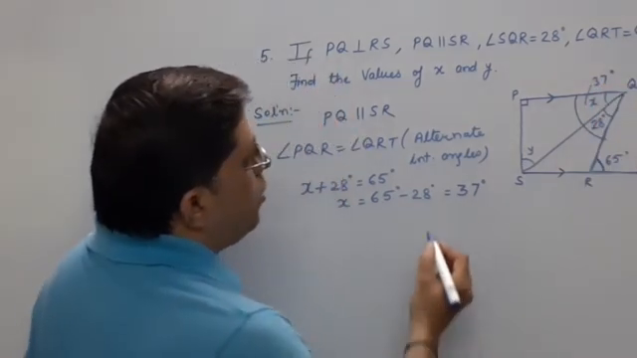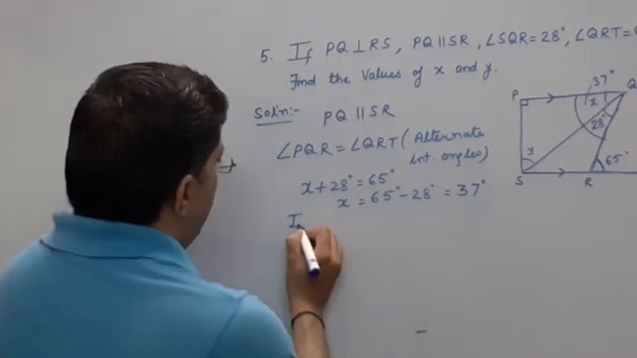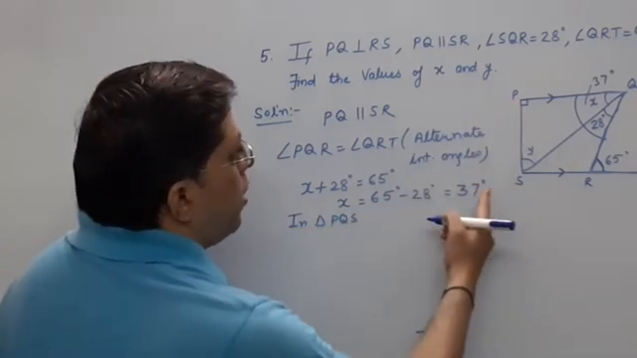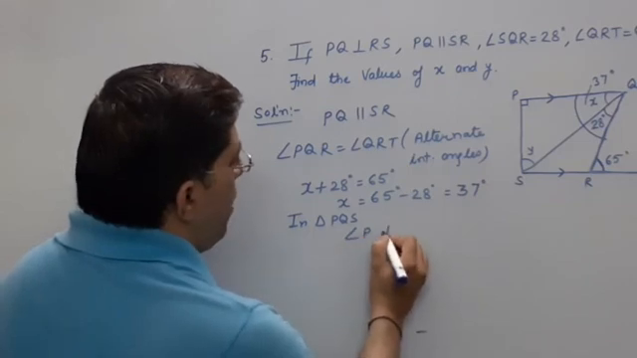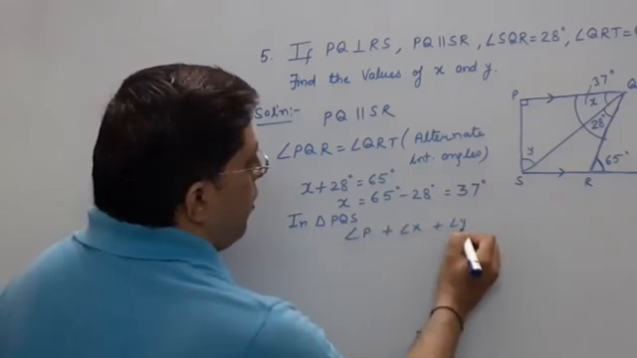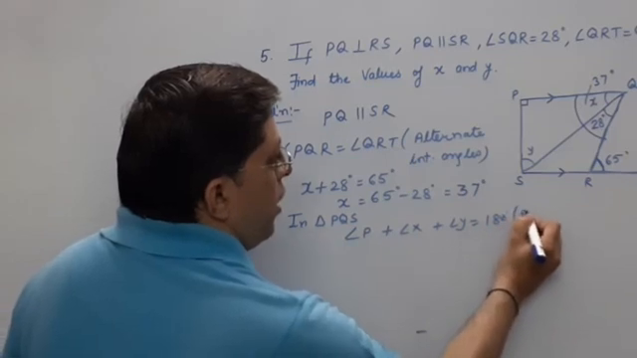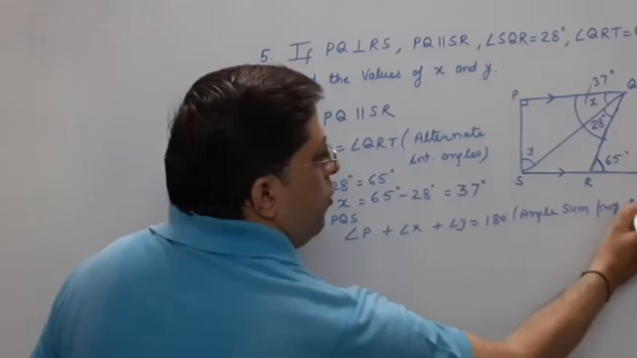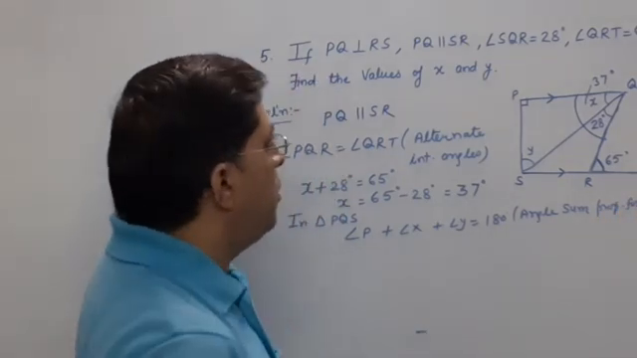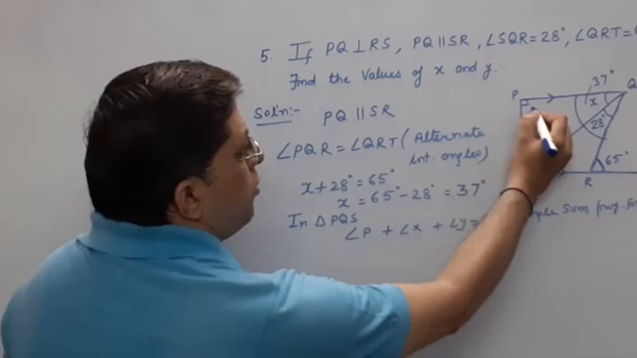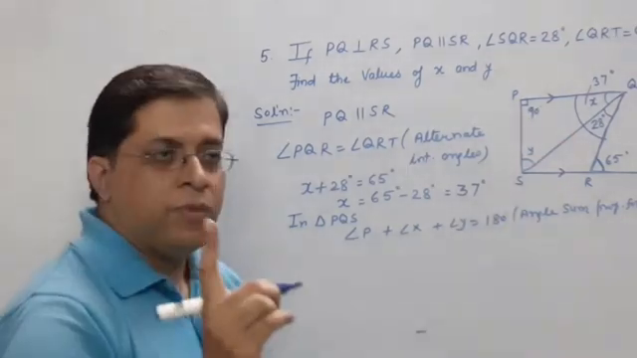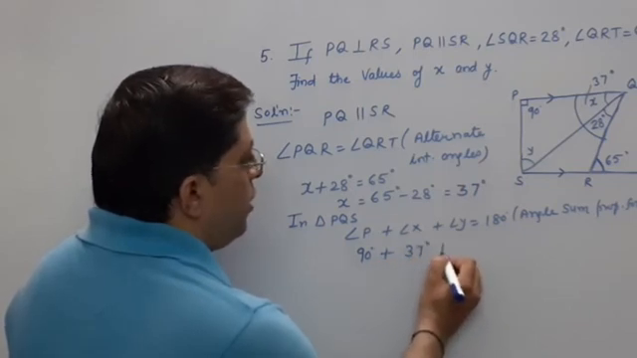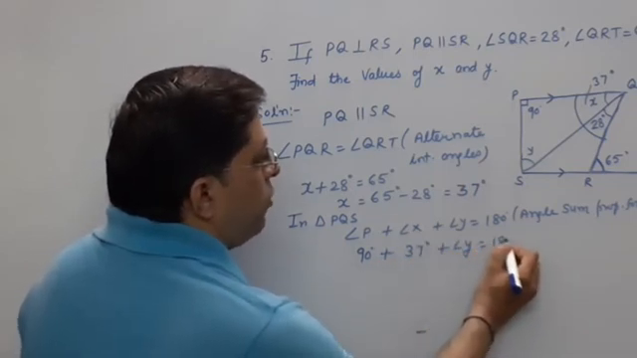Then come on, in triangle PQS. In triangle PQS, angle P plus angle X plus angle Y is 180 degrees by the angle sum property for a triangle. Angle P is clearly given to you as 90 degrees because it is perpendicular. X is your 37 degrees. What is Y? This you have to find out.